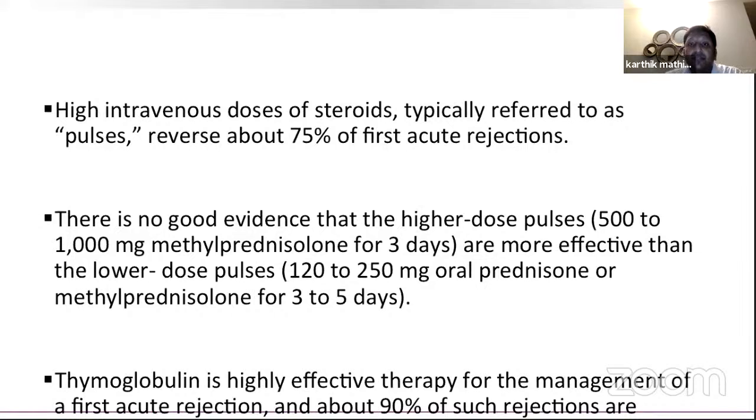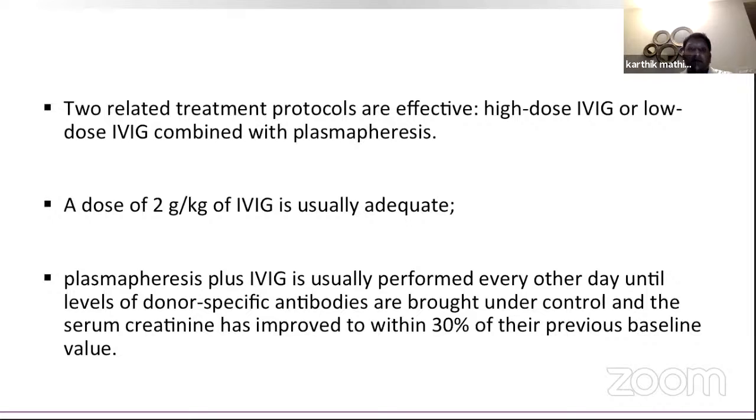High intravenous doses of steroids, typically referred to as pulses, reverse about 75% of acute rejections. There is no good evidence that higher pulse doses, more than 500 mg for 3 days, are more effective than low pulse doses. We always stick to lower pulse doses because our patients don't tolerate high doses of steroids. Our protocol is to give 250 to 500 depending upon the patient's profile. We give it for the first 3 days and then we start tapering. And whenever we start anybody on pulse, we upgrade the antibiotics. We also add an antiviral, especially to tackle CMV, so that we protect our patients from any kind of infection.